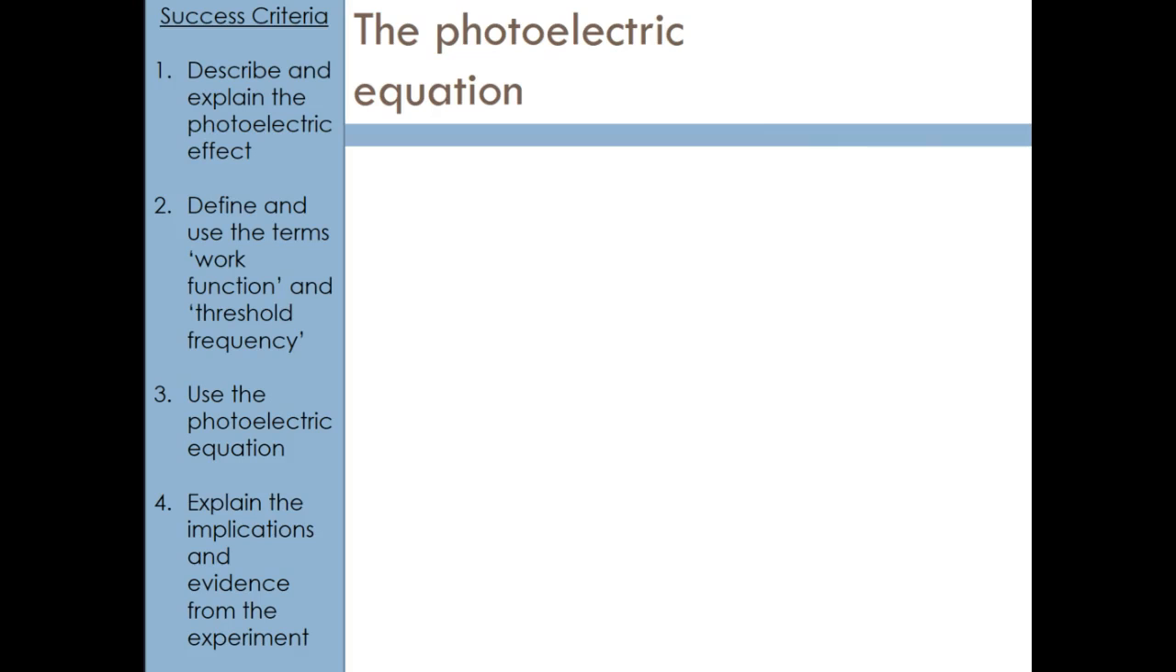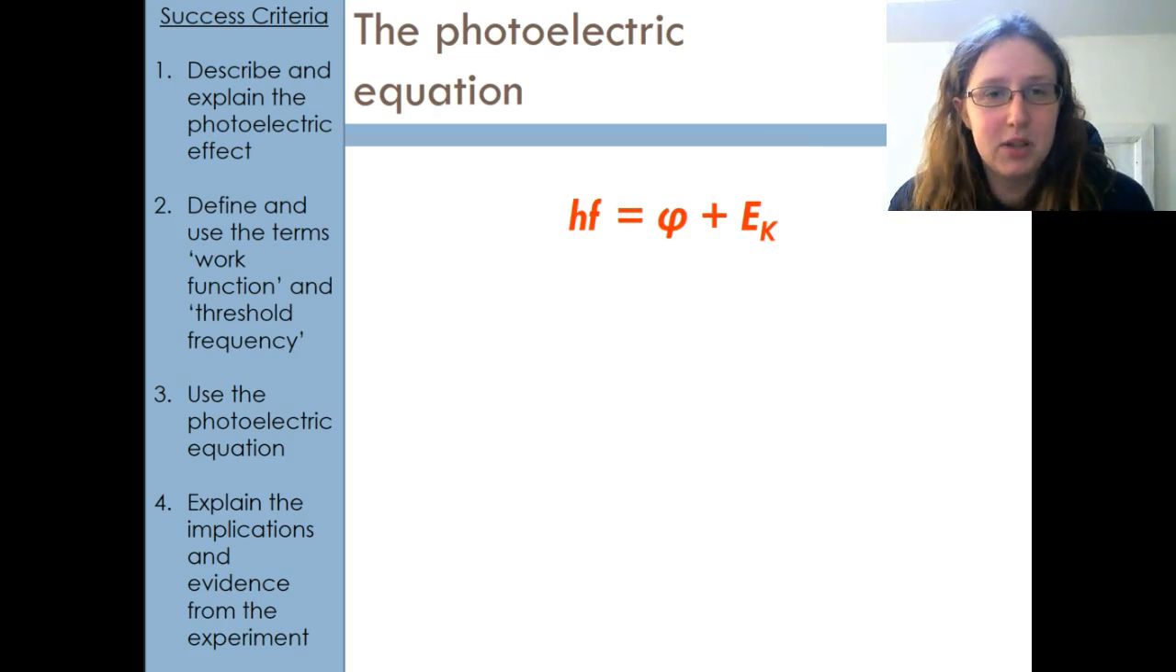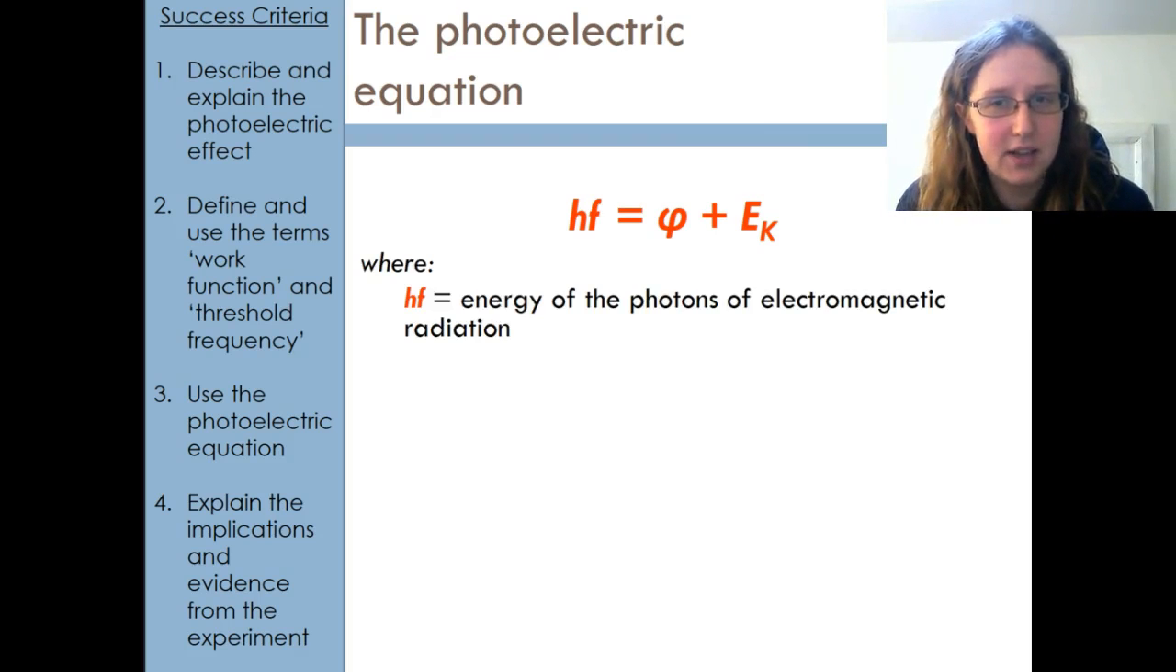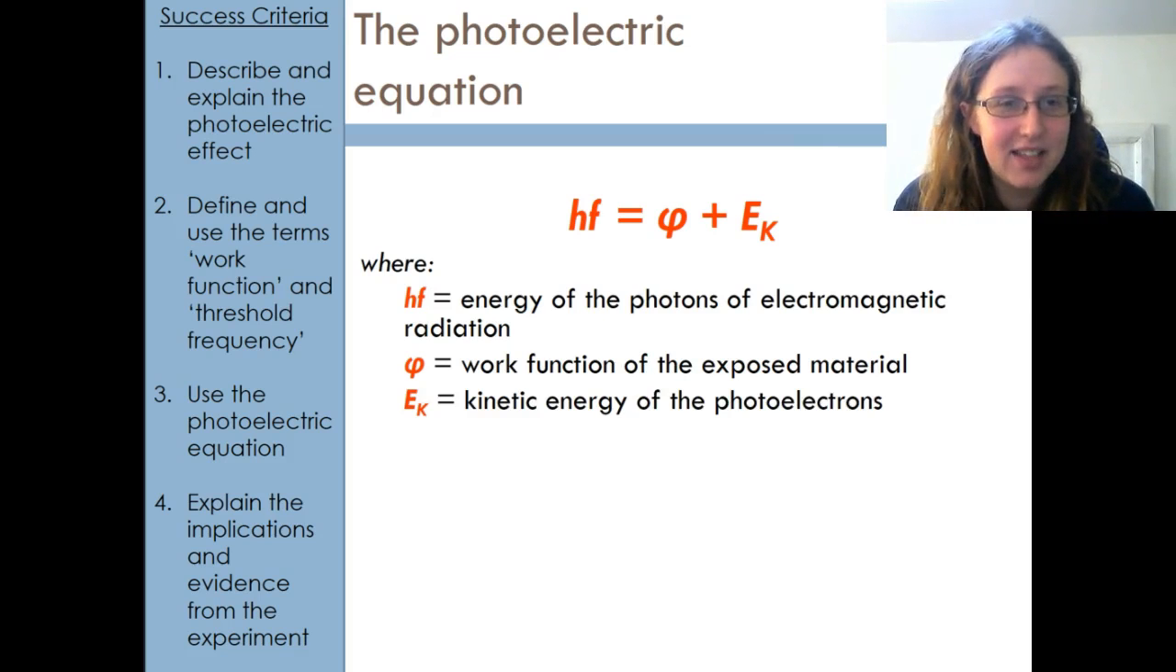Now obviously if we've done this experiment, there is going to be an equation to go along with it that we need to be able to talk about. So this is the equation, hf equals phi plus EK. So hf is the energy of the photon of electromagnetic radiation, phi is the work function of the exposed material, and EK is just the kinetic energy of the photoelectrons.